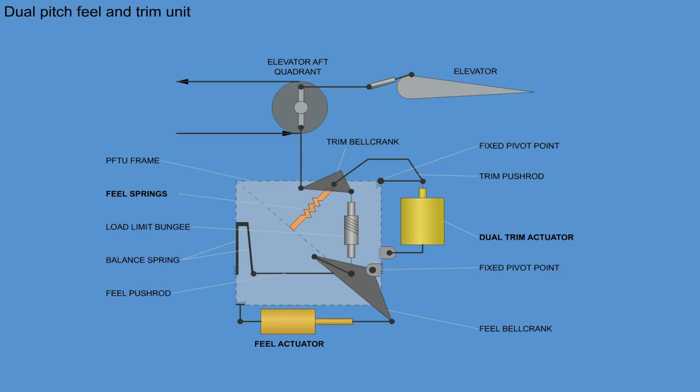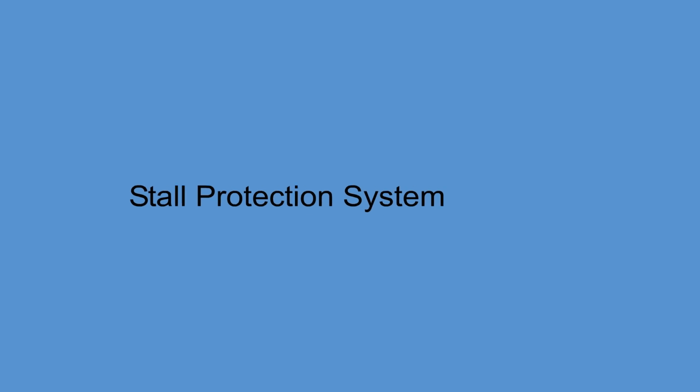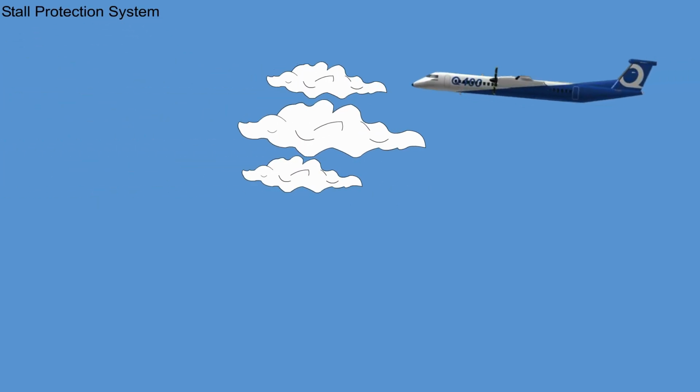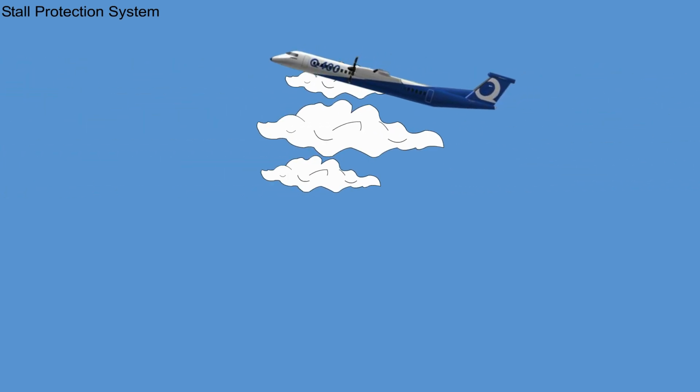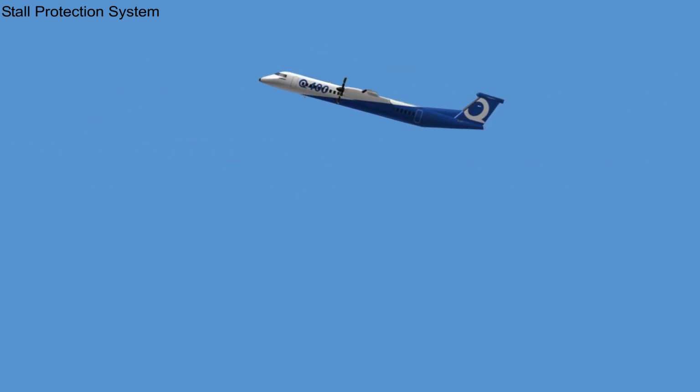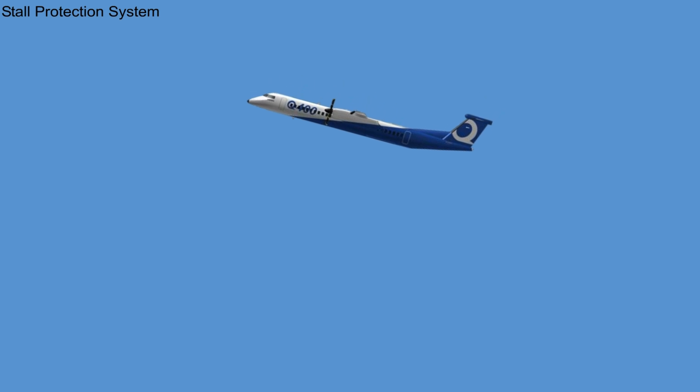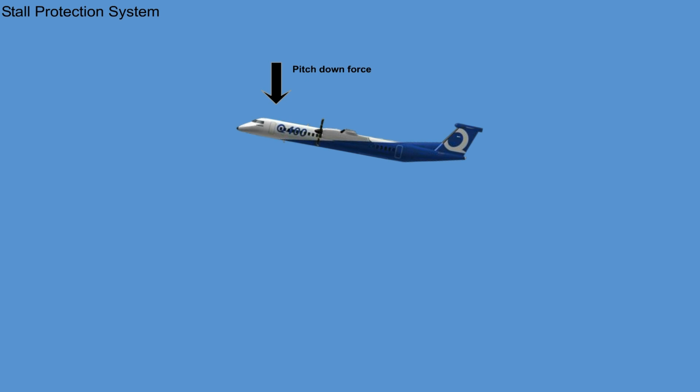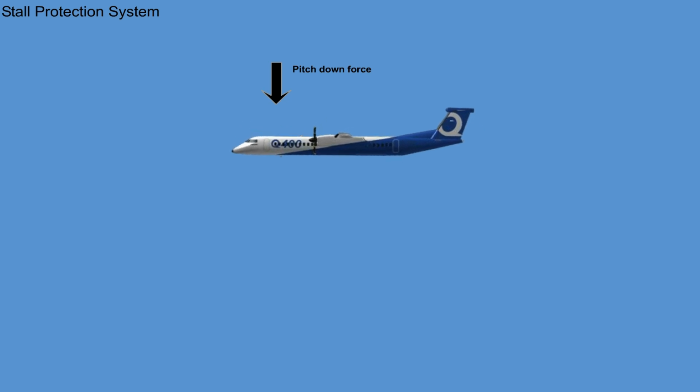Each pitch feel and trim unit has a feel actuator which positions a spring to produce the desired amount of feel at the control column. The stall protection system indicates that the aircraft is nearing a stall condition. When the aircraft is in a stall condition, it gives a positive input to help the flight crew regain control.